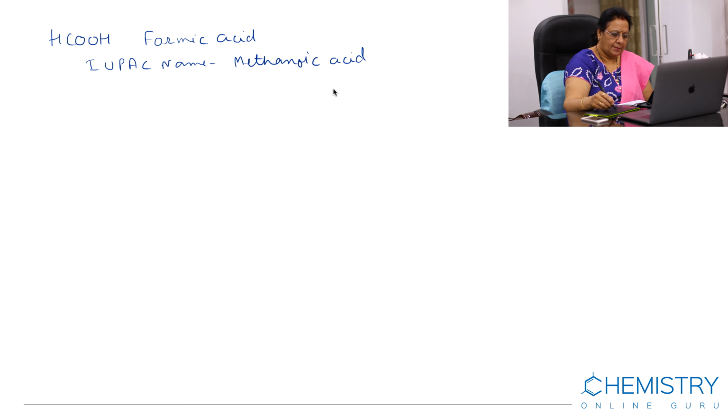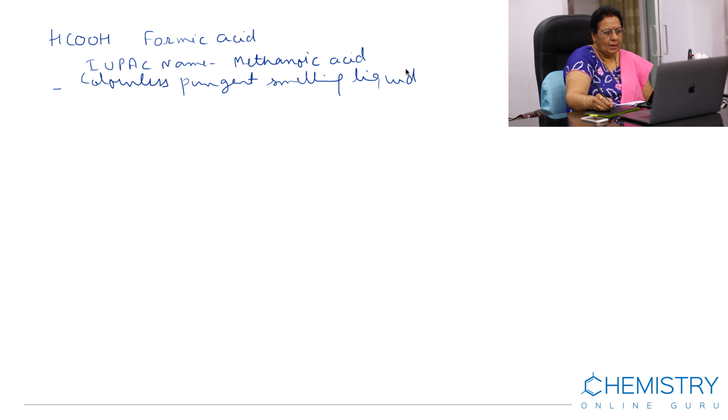Its formula is HCOOH. Its IUPAC name is methanoic acid. Formic acid is a colorless, pungent smelling liquid. Its boiling point is 100.5 degrees C. It is miscible with water, alcohol and ether.